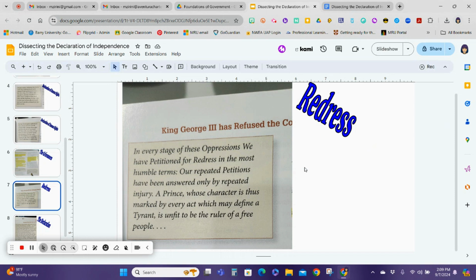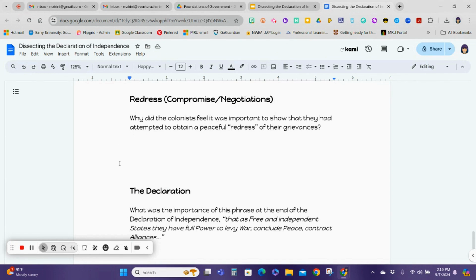And here the colonists state, "In every stage of these oppressions, we have petitioned for redress in the most humble terms. Our repeated petitions have been answered only by repeated injury. A prince whose character is thus marked by every act which may define a tyrant is unfit to be the ruler of a free people." So in this section, right, the colonists felt it was important that they had tried numerous times to come to a peaceful resolution after these grievances, and they had been ignored every single time.